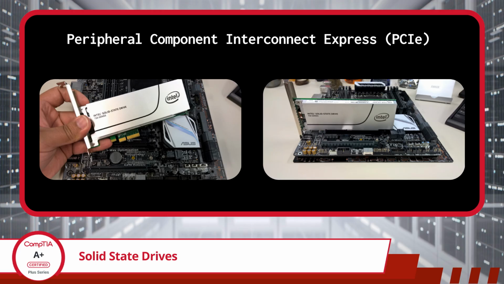PCIe operates using what are called lanes. Each lane consists of two pairs of wires, one pair for sending data and one pair for receiving data. Multiple lanes can be combined to increase total bandwidth. This design allows PCIe to support significantly higher data transfer speeds than SATA. Because PCIe connects more directly to the system's high-speed pathways, it reduces bottlenecks and increases overall performance. There is no SATA controller limiting throughput.